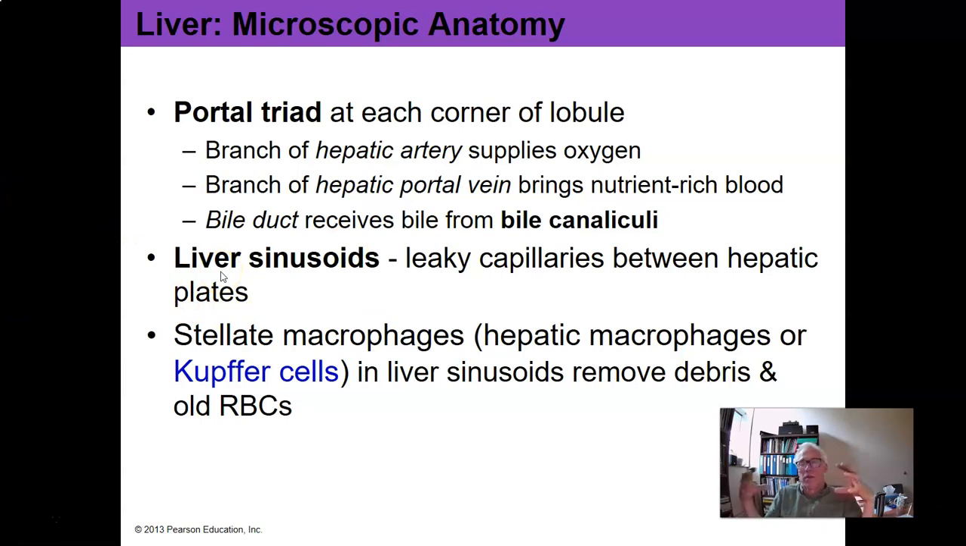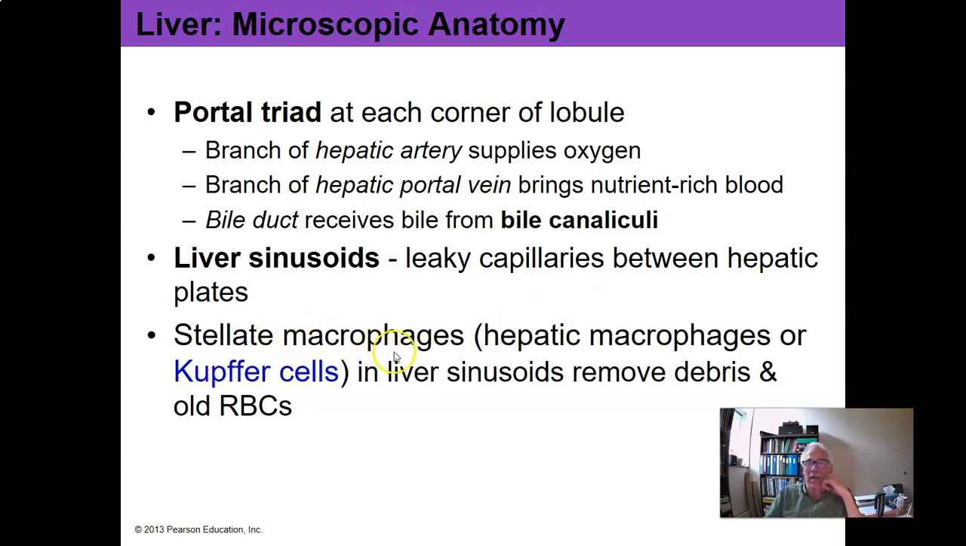Well, all of the portal triads associate in some way with the capillaries of the liver. Those are called sinusoids. So when blood, for example, flows through the hepatic portal vein into these venules as part of the triad, it moves along through the sinusoidal capillaries, coming in contact with the hepatic cells. Hepatocytes just means liver cells, and they're arranged in plates. I'll show you in a second.